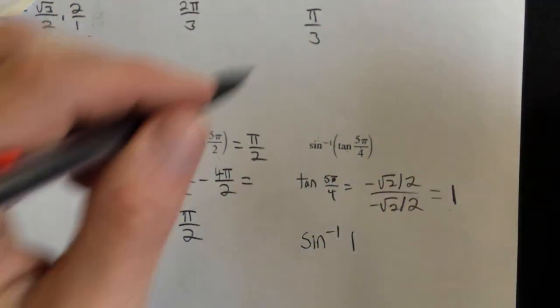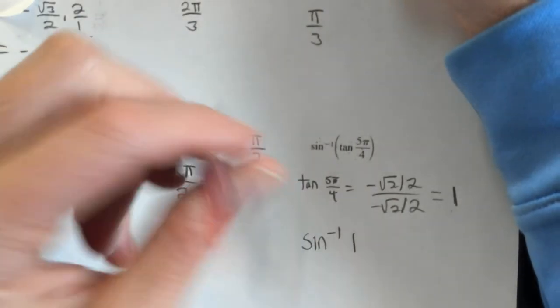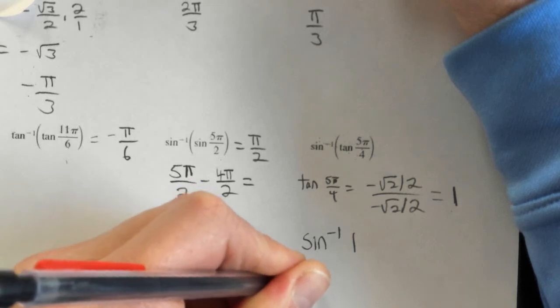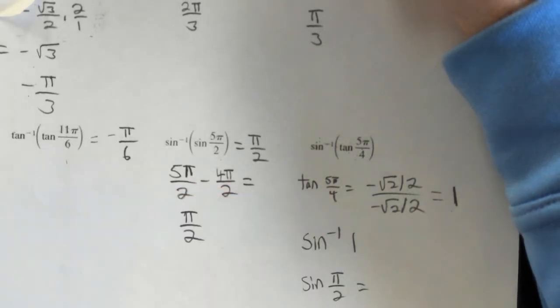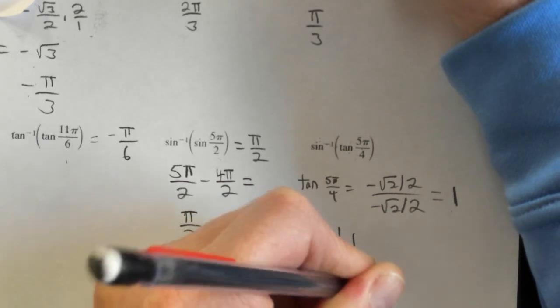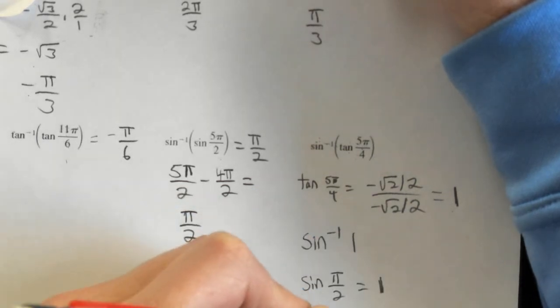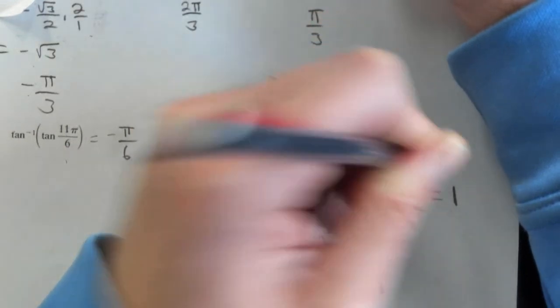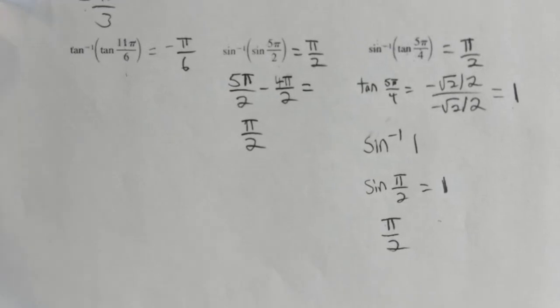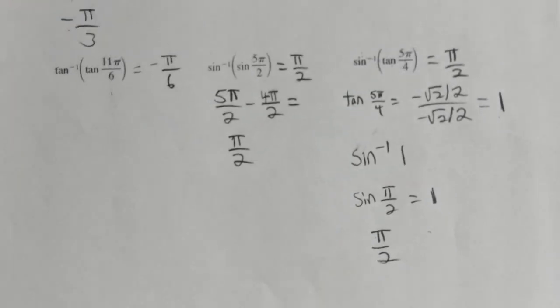And so that's your answer. The sine of pi over 2 equals 1. So that means pi over 2 is your answer. All right, so there you go. That's your practice at finding the exact values for inverse trig functions.